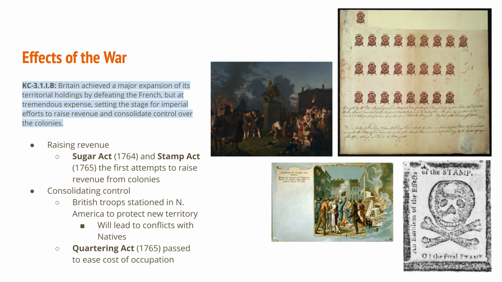So the first attempts at raising revenue were the Sugar Act and the Stamp Act. The Stamp Act, as you can see on the top right, shows that the colonists had to include a royal stamp for any type of legal paper or newspaper or any type of printed product. And depending on the product, the stamp had to be worth a different amount.